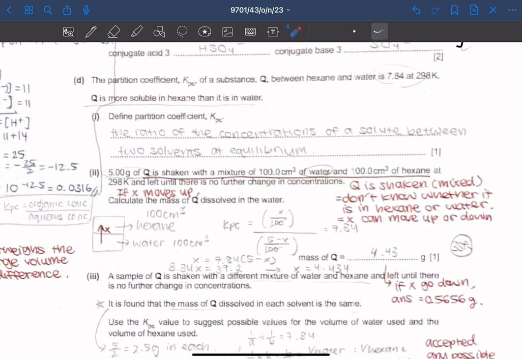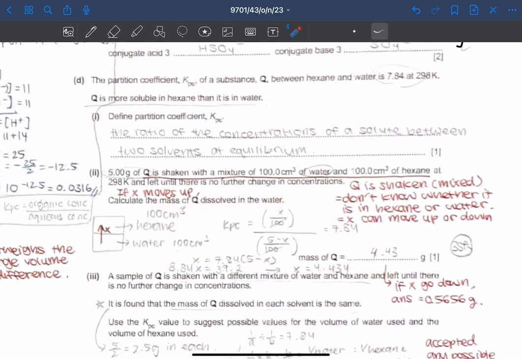To understand this, there's going to be a container containing hexane and water, which are 2 immiscible liquids, and then Q is going to be placed, and Q would either move up or move down. And in the question it says, Q is shaken with a mixture of water and hexane, and it is left until there is no further change in concentrations. So Q will go up or go down until equilibrium is reached. So calculate the mass of Q dissolved in the water.